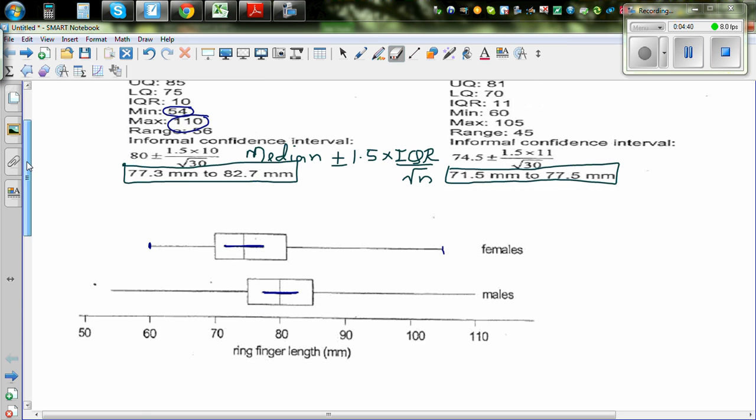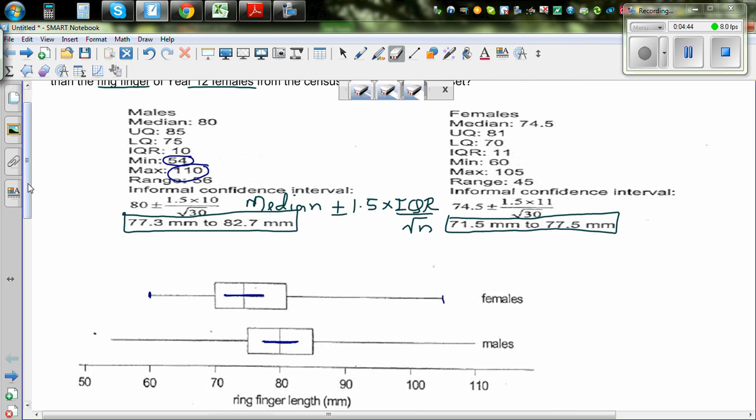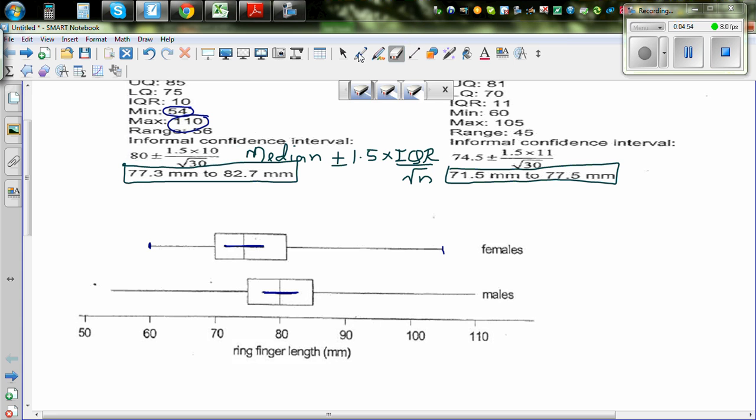And now you need to talk about a conclusion. Now based on these stats and these graphs, let us see what is visible. Okay, so let us see what the median shift is. So let us write the facts that we can see. The median shift is the difference between the two medians. Now you're comparing two data sets.